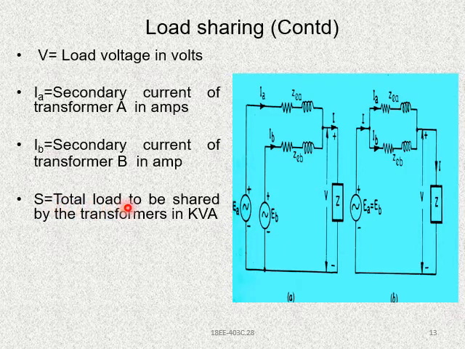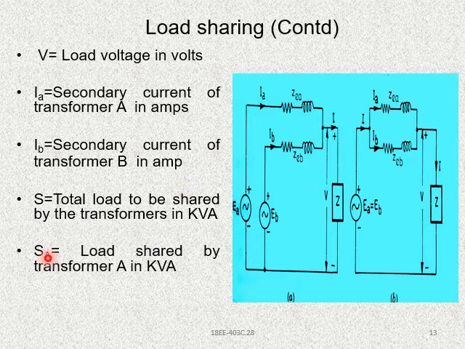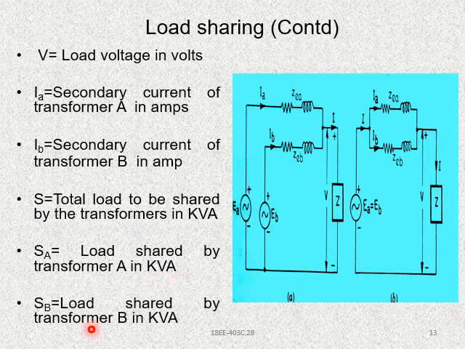So whereas S is the total load to be shared by the transformers in kVA, SA is the load shared by transformer A in kVA, and SB is the load shared by transformer B in kVA. In that case SA and SB are the loads shared by transformers A and B separately in kVA.